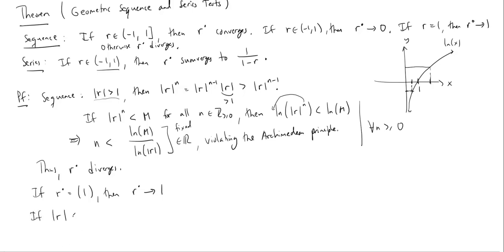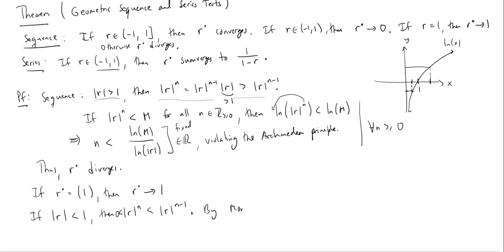All right, so if the absolute value of r is less than 1, well, we can play this exact same game that we played up here, only now when this is less than 1, this inequality will be a less than instead of a greater than. So then the absolute value of r to the n is less than the absolute value of r to the n minus 1. And of course, it's bounded from below by 0, which means we get a decreasing sequence. Okay? So we have a decreasing sequence, and it's bounded from below by 0. So by the monotone convergence theorem, we know that this actually converges.